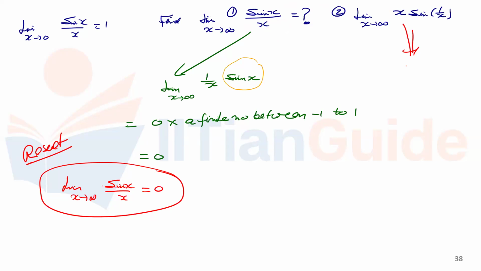Just see carefully. It is x tending to, okay, I have written wrong. Tending to 0. x की जगह 1 by x रख दिया है. So that is 0 multiplied by a number between -1 to 1. A number. So that will give me 0. Is it clear? Yes, sir. हाँ, तो sin x by x 0 बन जाता है जब x tending to infinity होता है.